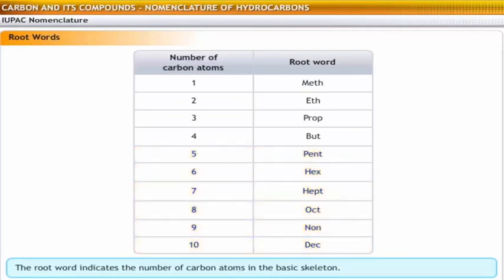For instance, when there is 1 carbon atom in the compound, the root word is meth. In the case of 2 carbon atoms, the root word to be used is eth. Similarly, if the compound contains 10 carbon atoms, the root word is dec.